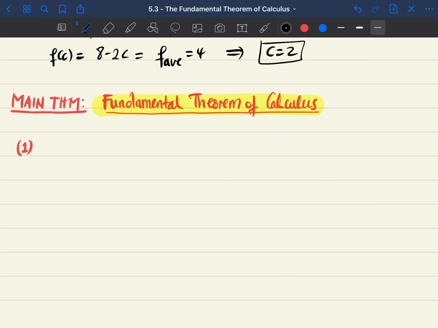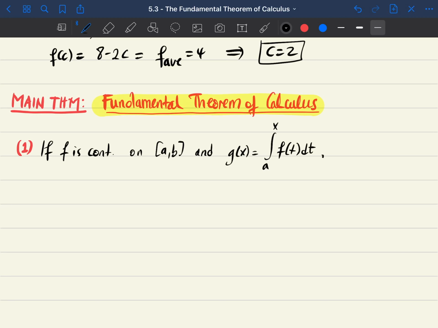says the following. If you have a function f which is continuous on a closed interval a comma b, and the function g is defined by the following definite integral, the integral from a to x of f of t dt, okay, then this function g is continuous and differentiable.